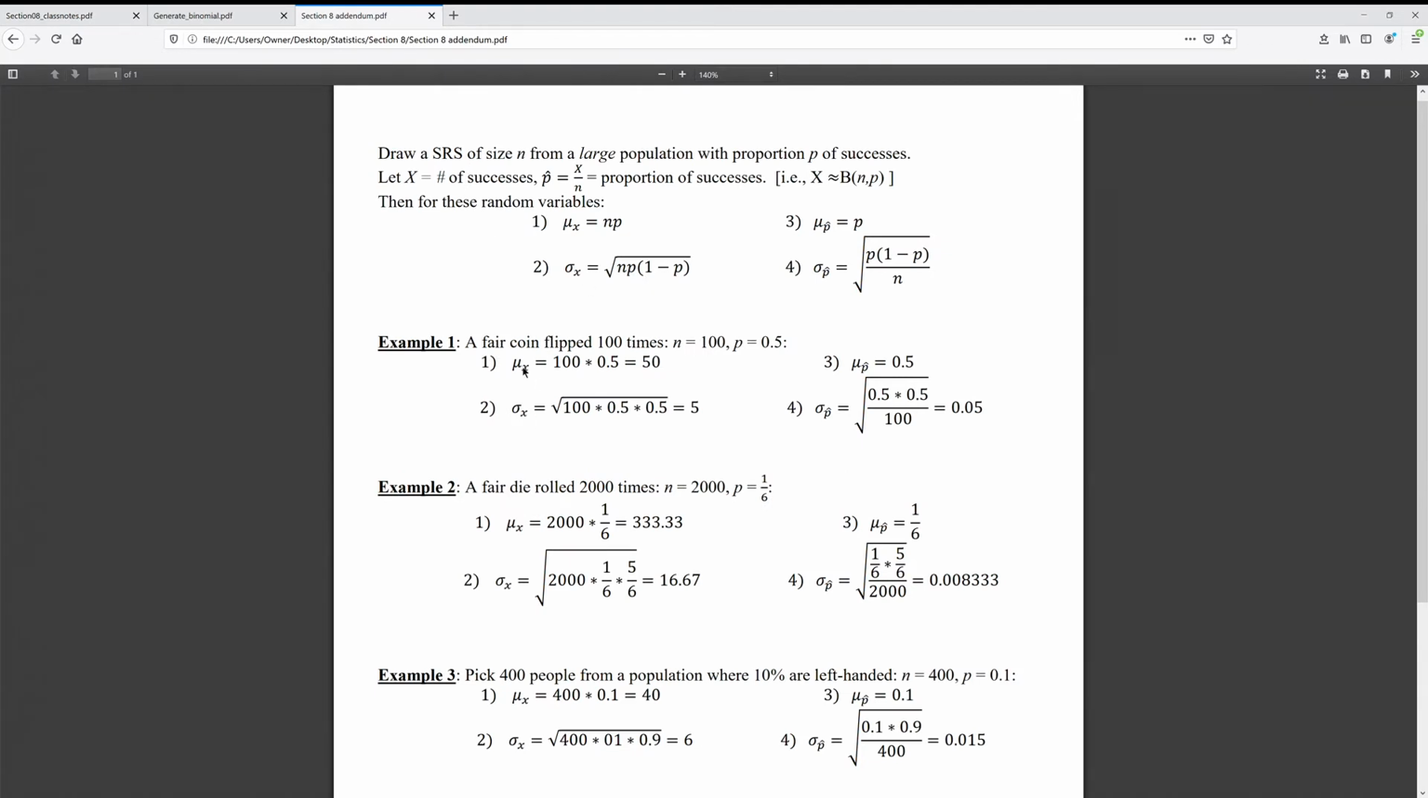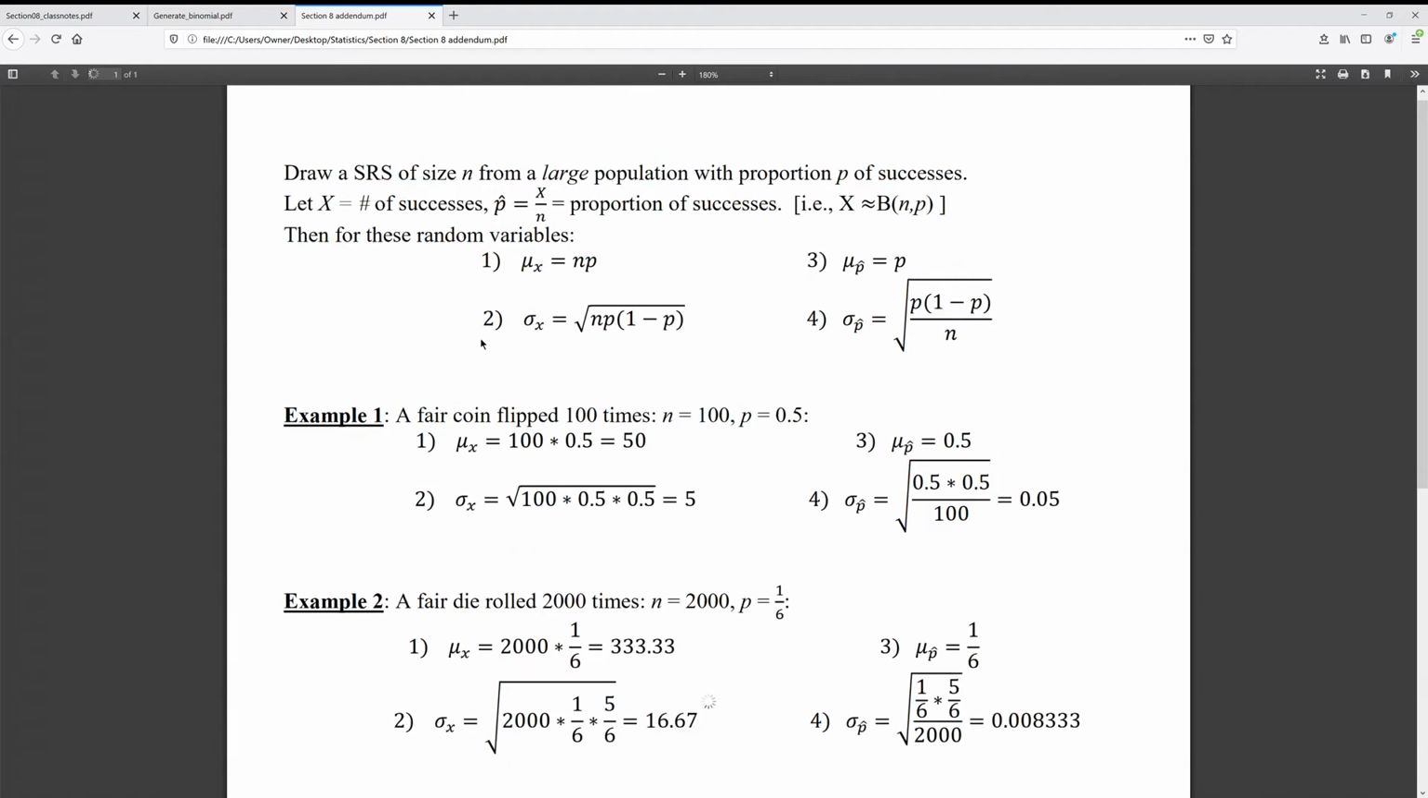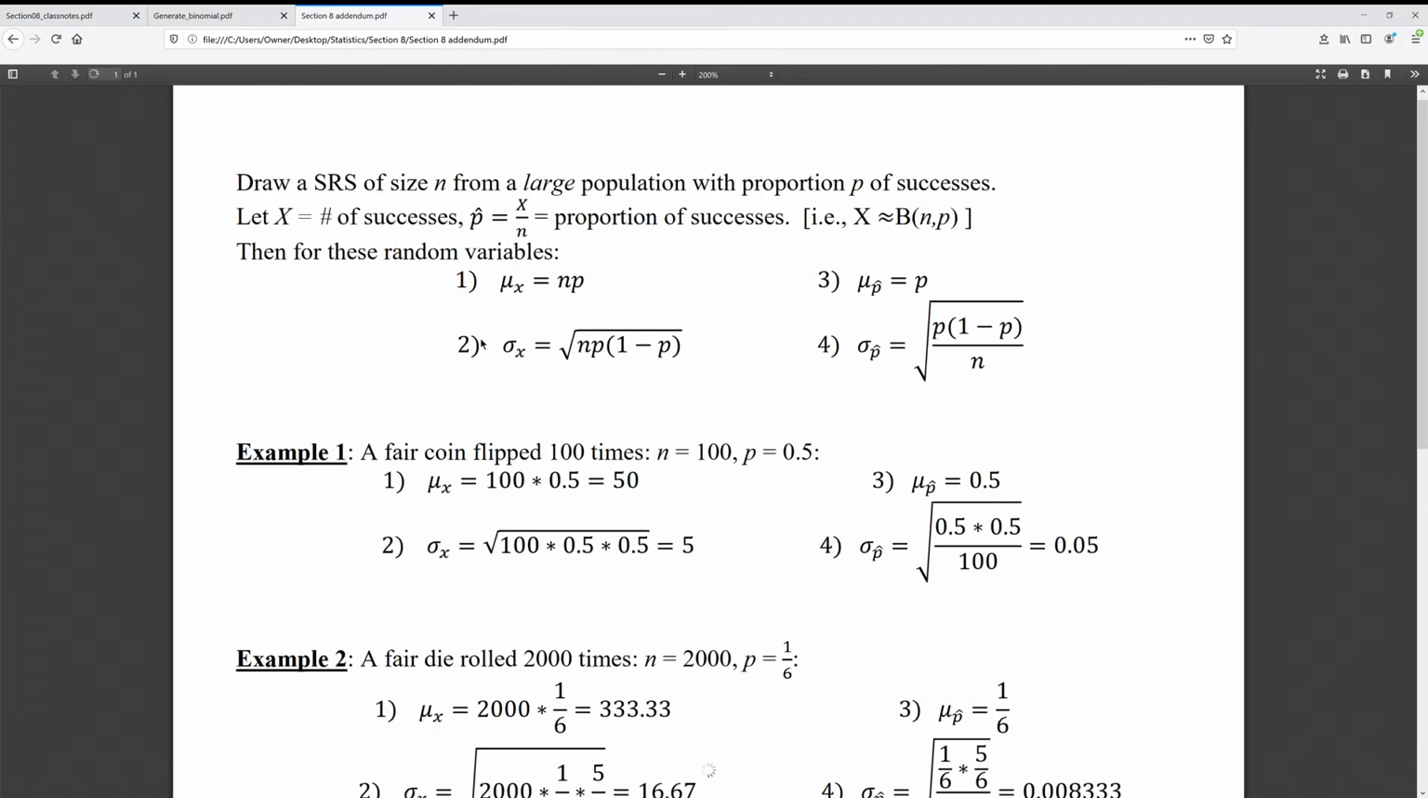So up here I'm just recapping. Example 1. Maybe I can blow this up a little more. Example 1. A fair coin is flipped 100 times. So now we're talking about number of, these should be capital X's, by the way, so sorry about that. A fair coin is flipped 100 times. We're talking about number or proportion of heads.